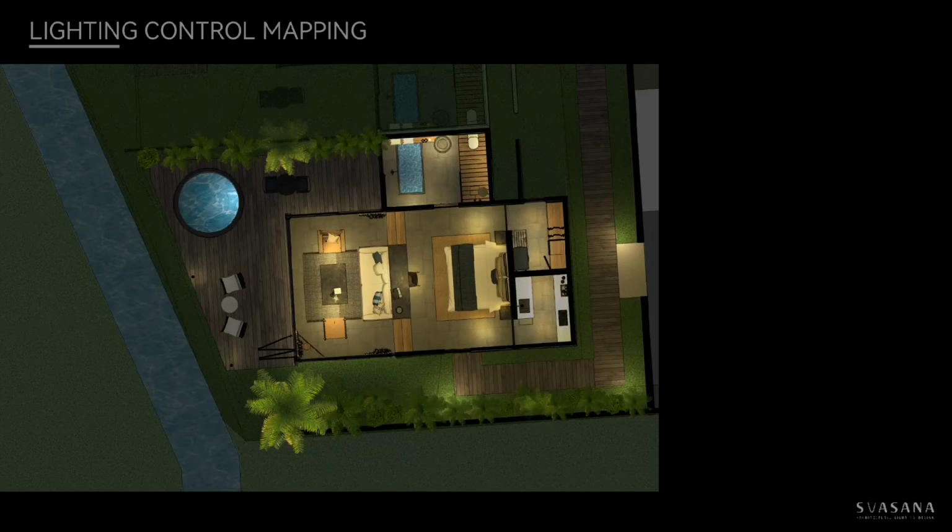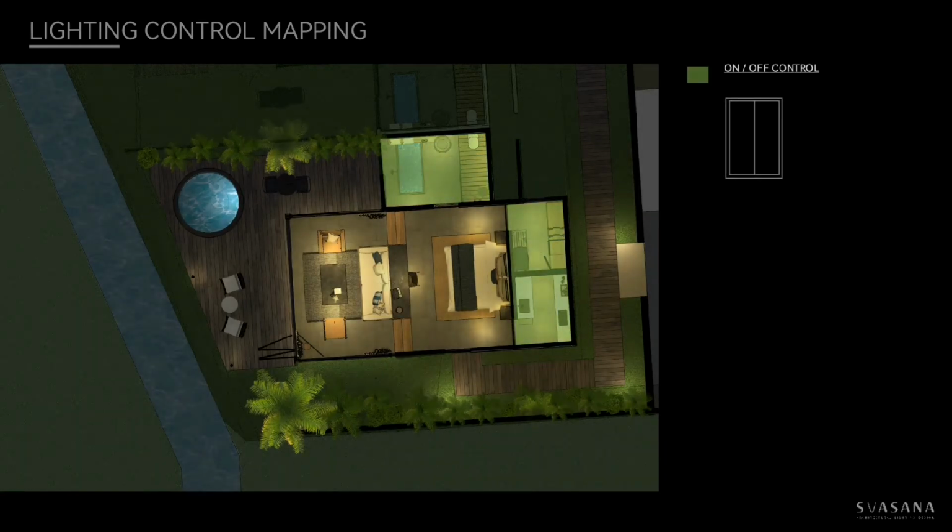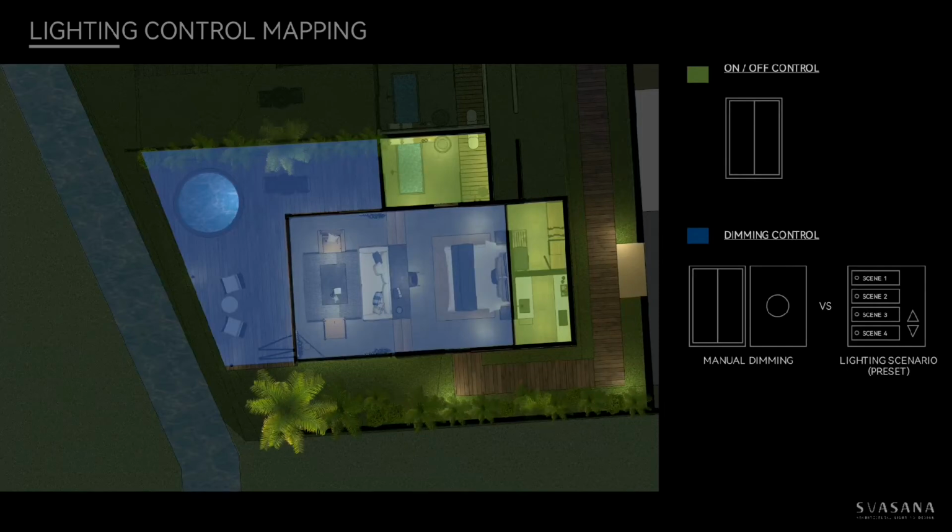Okay, and then we continue to the lighting control, and here is the mapping. So for the bathroom, kitchen, and walk-in closet, I propose manual on-off control, so no dimmable. For the other, we could use a dimming system. For the dimming system, we have two options: manual dimming and lighting scenarios or preset. I will explain that later on. And in the entrance area, we could use timer. So every circulation of the cabin area will be turned on and off at the same time.